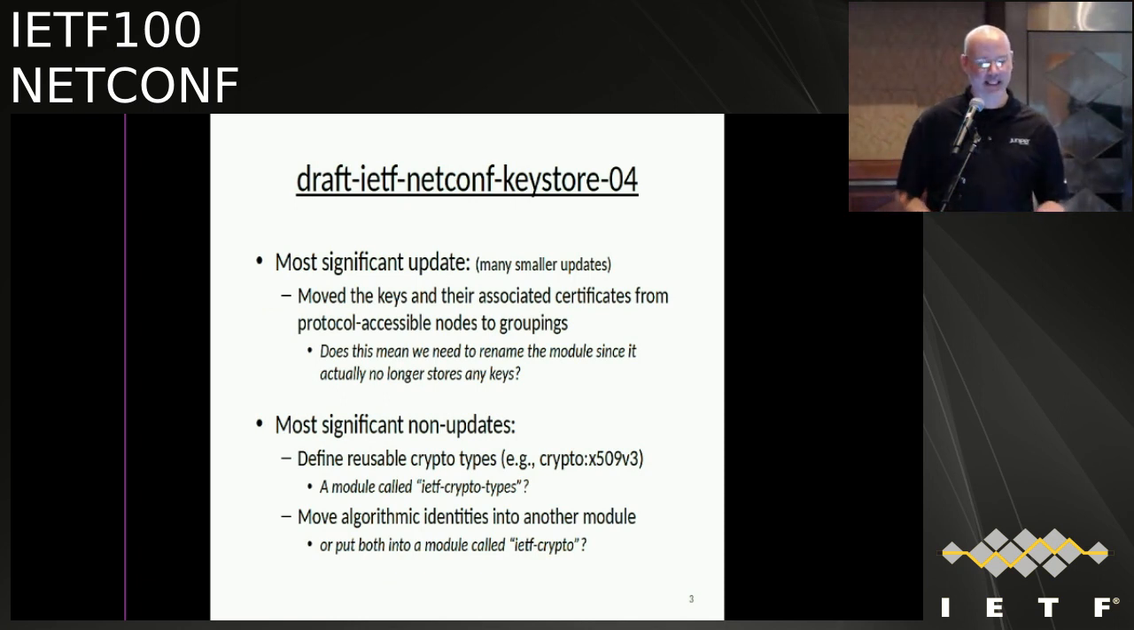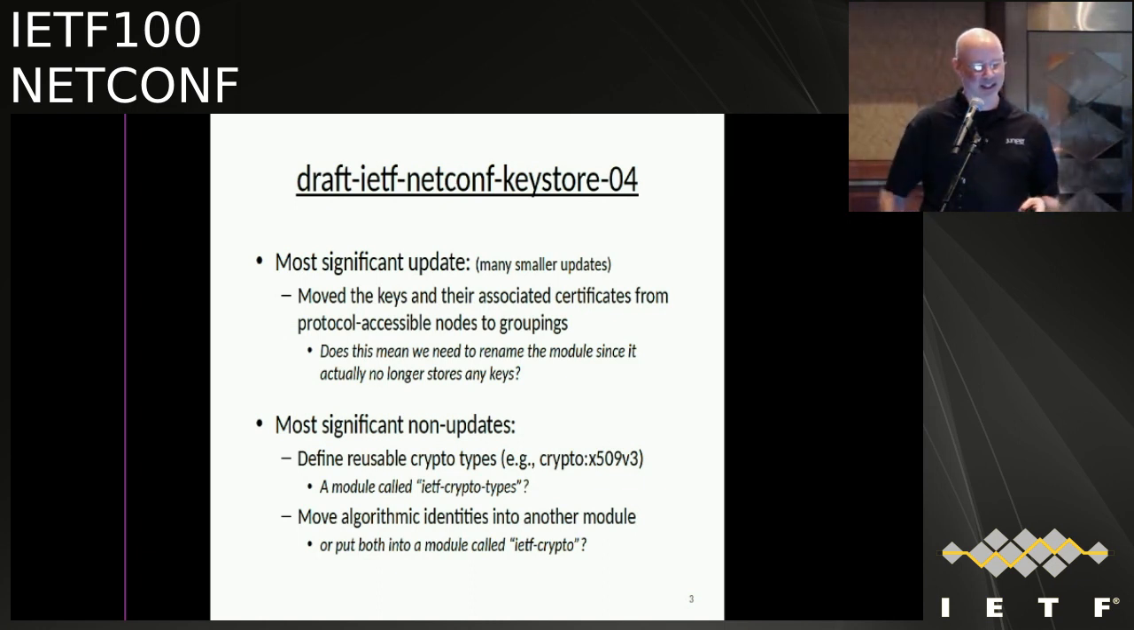update was moving of the keys and their associated certificates from being protocol accessible nodes to groupings. The groupings themselves are still defined inside this key store module, and then are being used by both the TLS client server and the SSH client server modules. And I actually, this does make sense, I believe, because now, as Jürgen pointed out, if you actually look to implementations, no one is actually having a key store where they're storing their private keys for SSH and TLS. So while we were trying to introduce an abstraction that seemed to make sense, it would be ideal, it actually didn't map to reality, to current implementation.